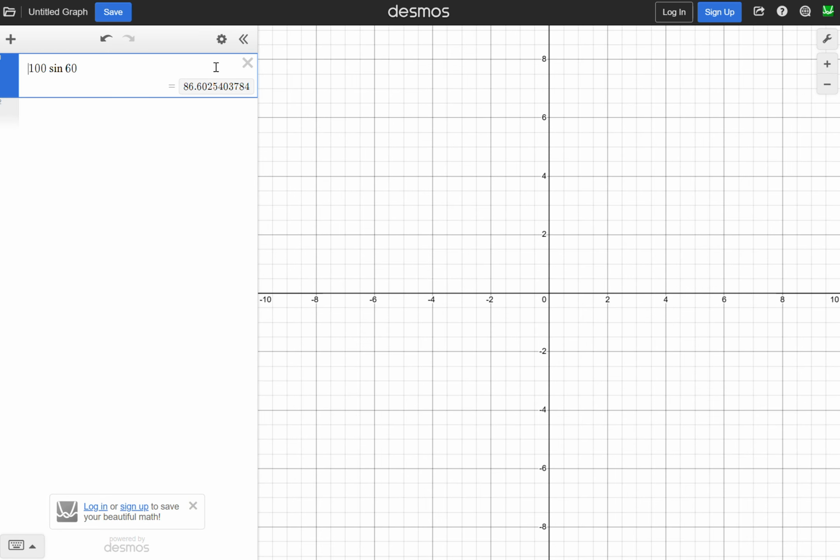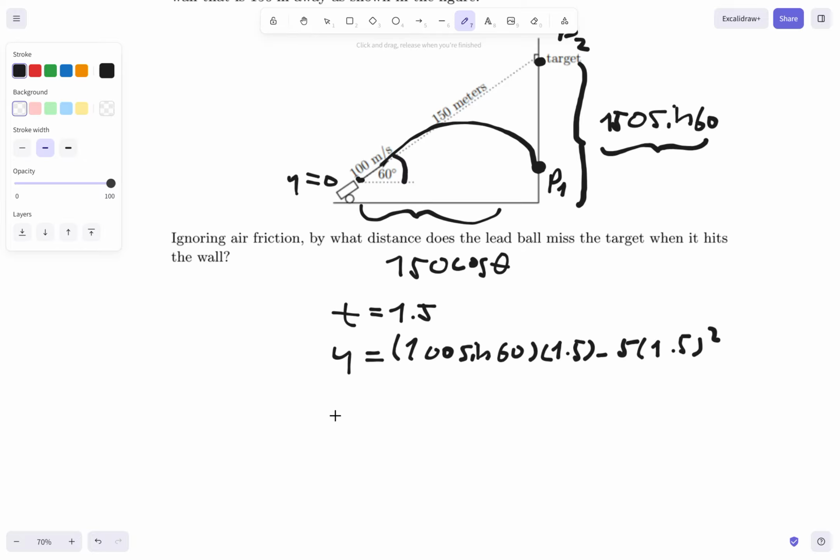Sine 60 times 1.5 minus 5 times 1.5 squared. And we're going to keep this as a term in big brackets. And what is the other term? 150 sine 60? And we get the same exact answer, literally. So that just proves it, right? So you could do this method.